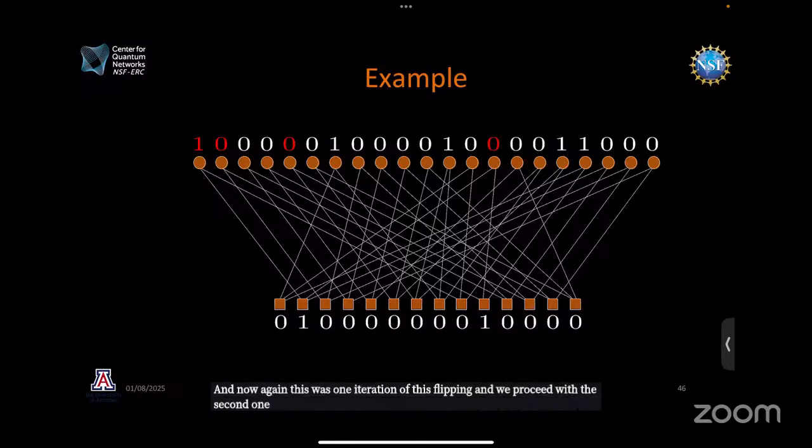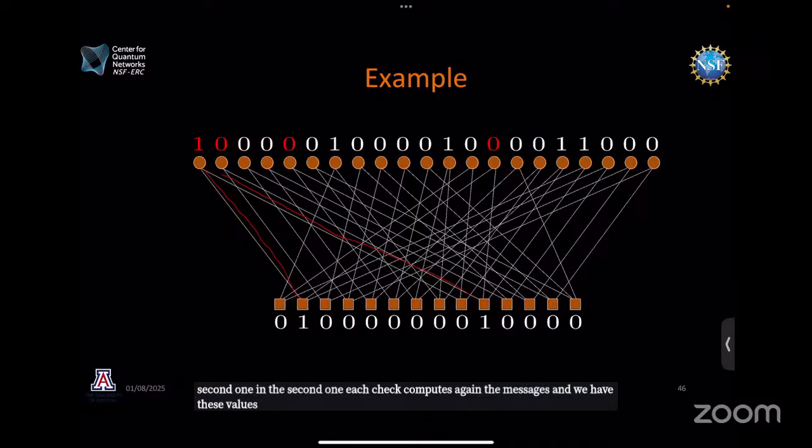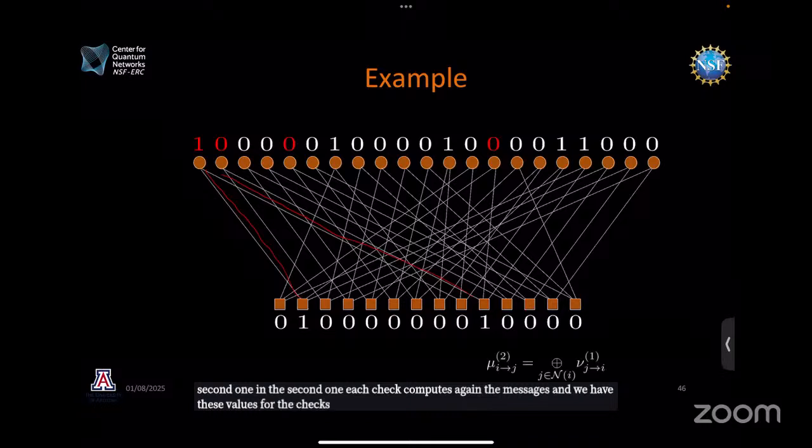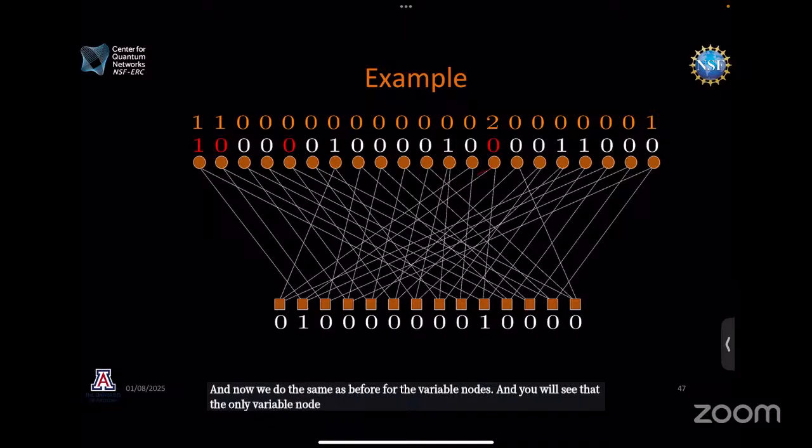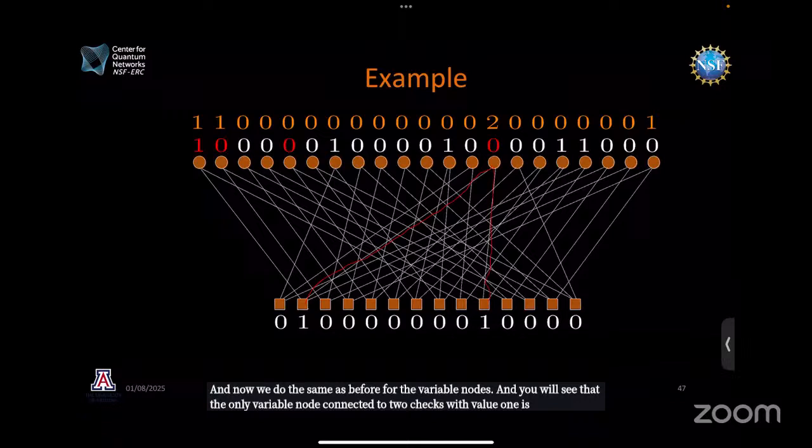In the second one, each check computes again the messages, and we have these values for the checks. And now we do the same as before for the variable nodes, and you will see that the only variable node connected to 2 checks with value 1 is this. And so this will be the one that we flip.